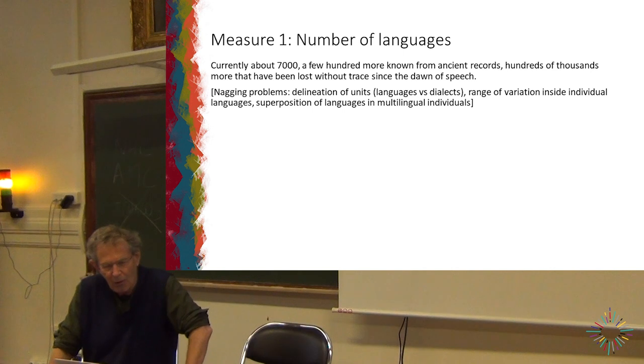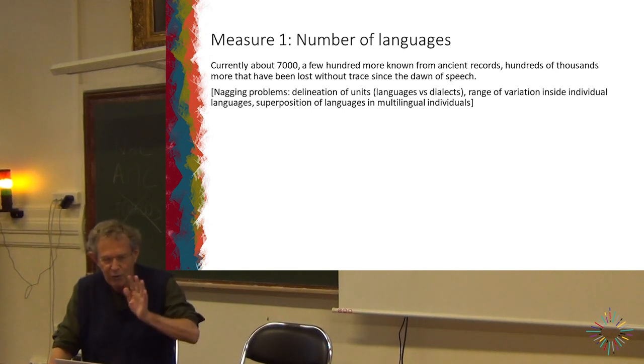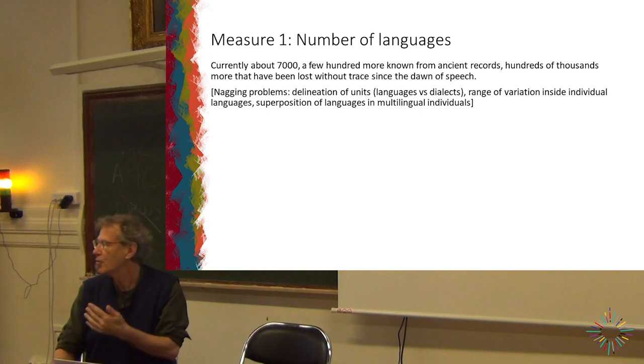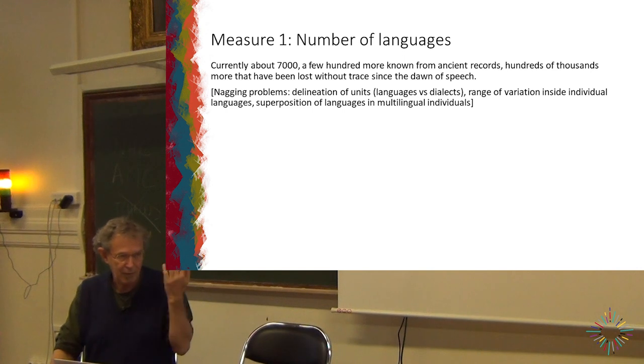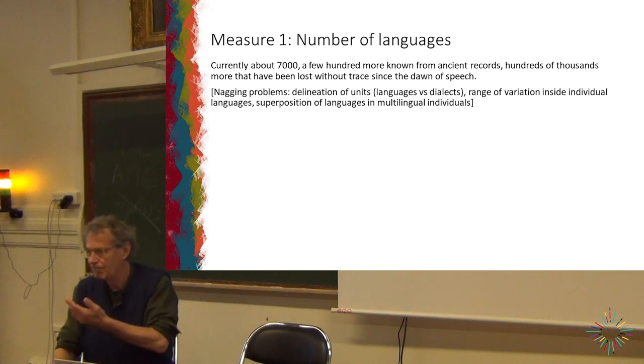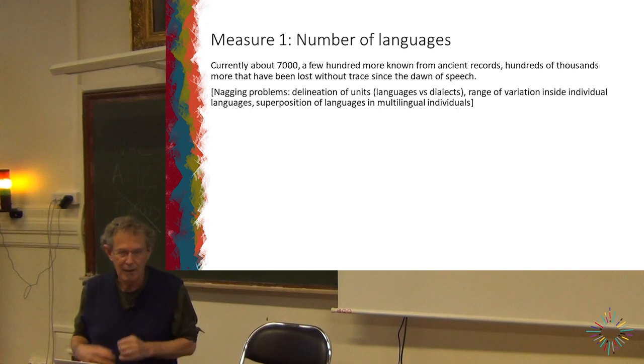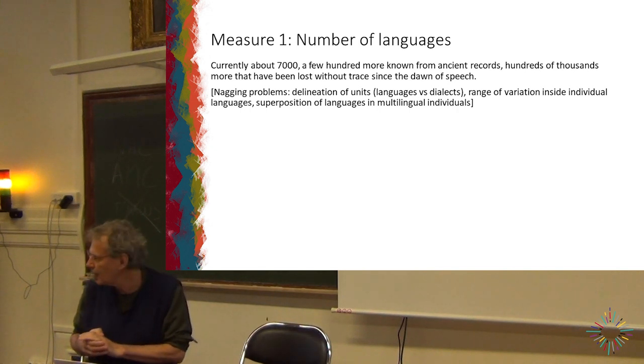But we sort of agree on that amount, given those nagging problems of delineation of units and range of variation inside individual languages, and also superposition of languages in multilingual individuals. So, if someone has their own personal repertoire of English, Zulu and Mandarin, does that make them different in some way to someone who's English-French bilingual? And that's a question I'll say a little bit about in the last meeting as well.